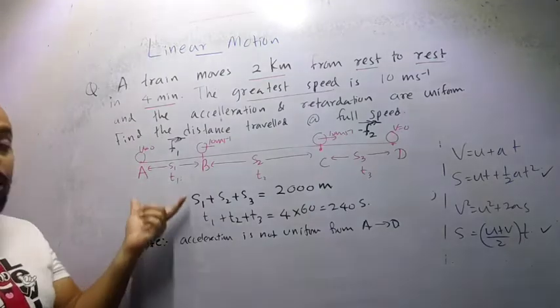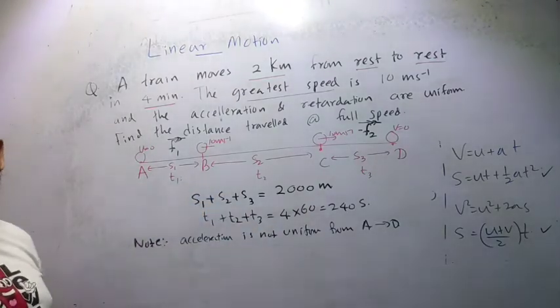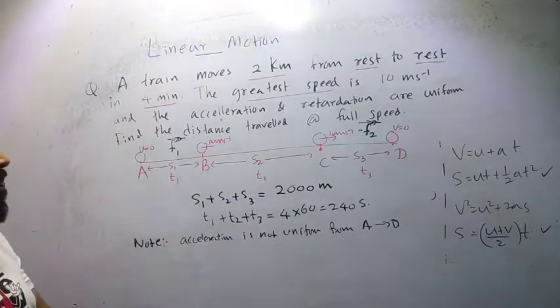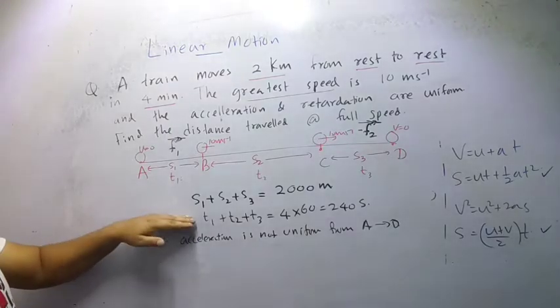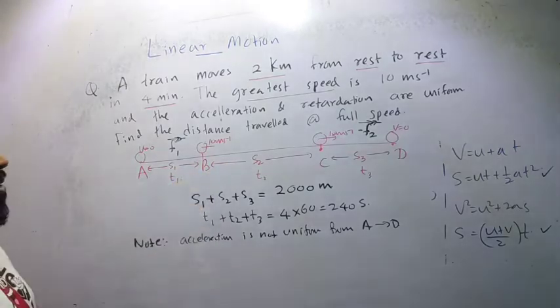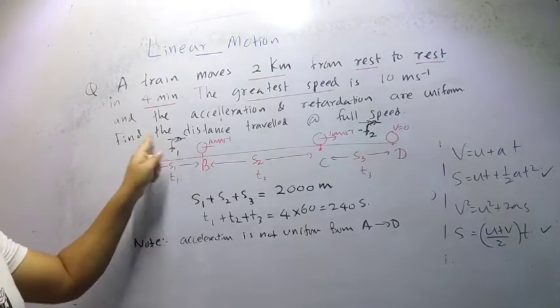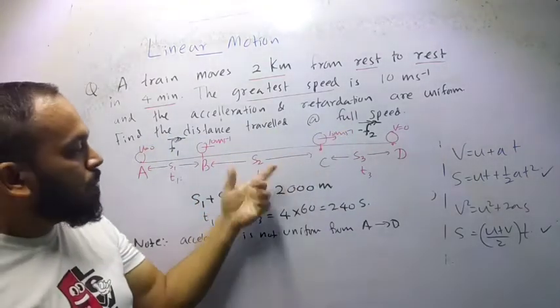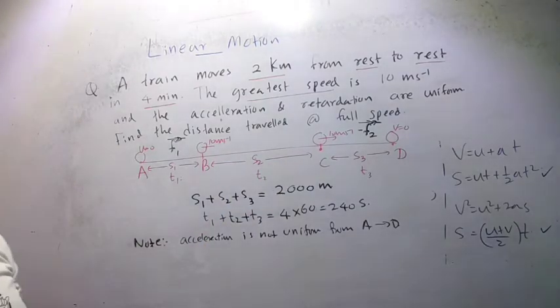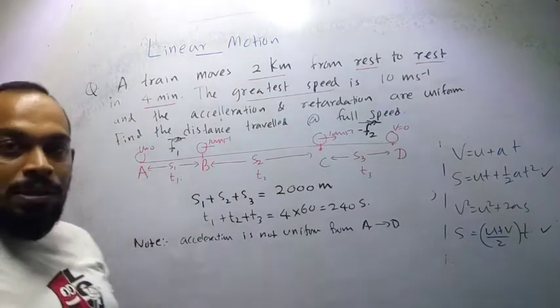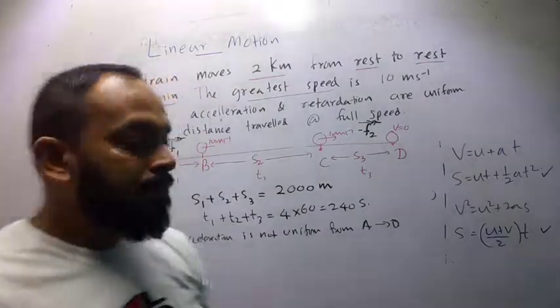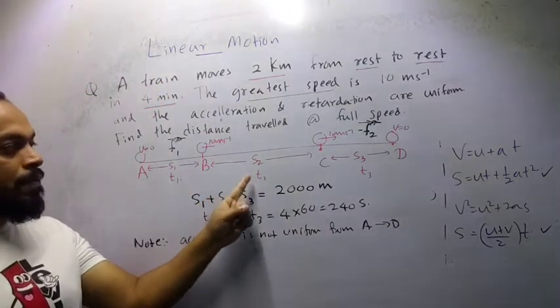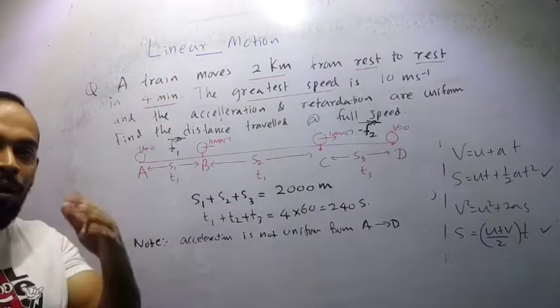So we must consider it piece by piece. This is a good problem. Since we have marked S1, S2, S3, the question asks: find the distance traveled at full speed. We need to find S2. Which formula do we use here? We know S, we know T. What else do we know?